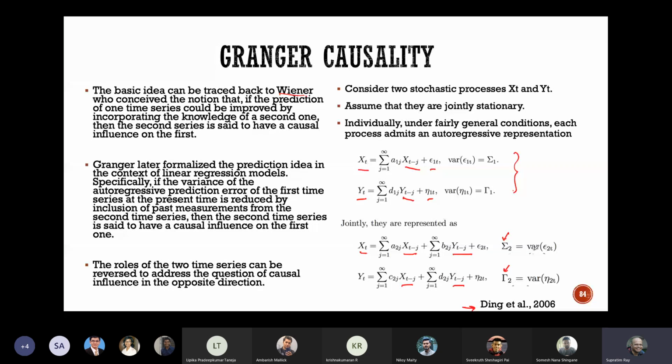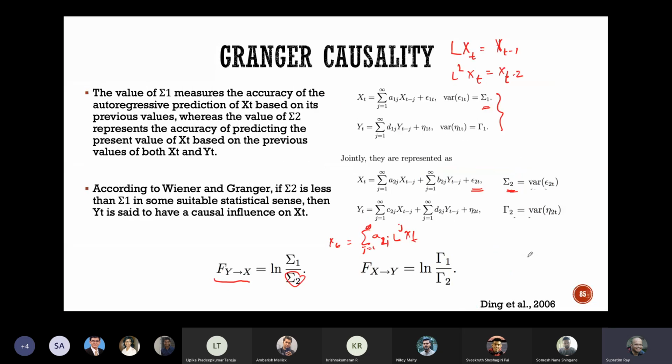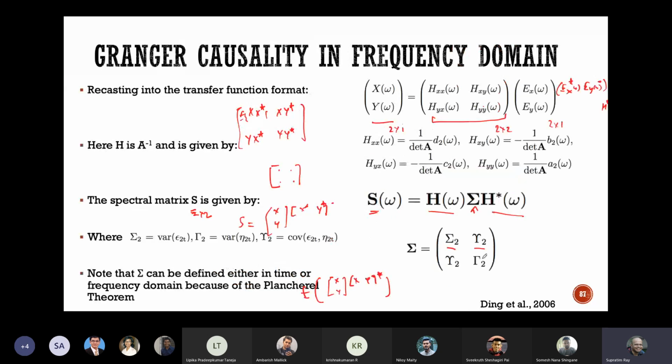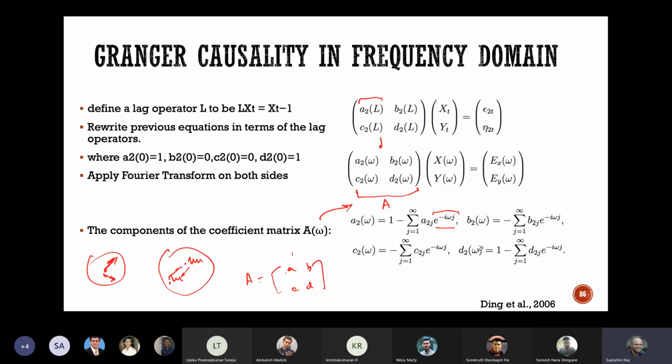Because the energy of this in the time domain is the same as the energy computed in the frequency domain. This is Parseval's theorem that we had done. Okay, so the variance where you square, it's the same as the energy. You're looking at the energy of the signal. So my spectral matrix is just going to be H multiplied by this thing here, multiplied by H transpose, where this is what I had earlier, sigma 2 and gamma 2 defined here.